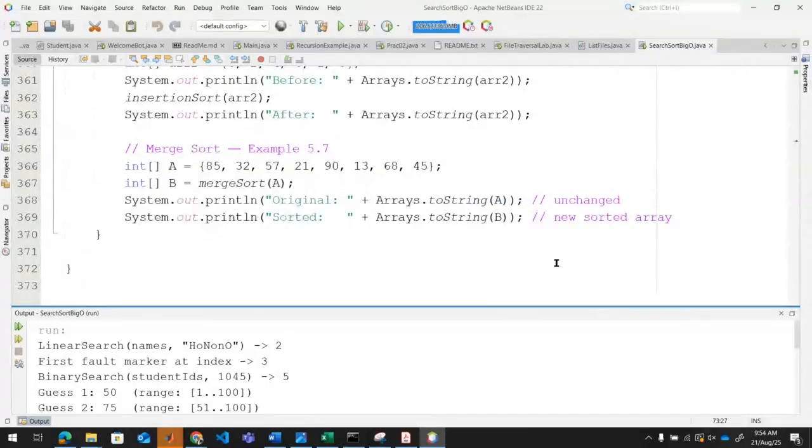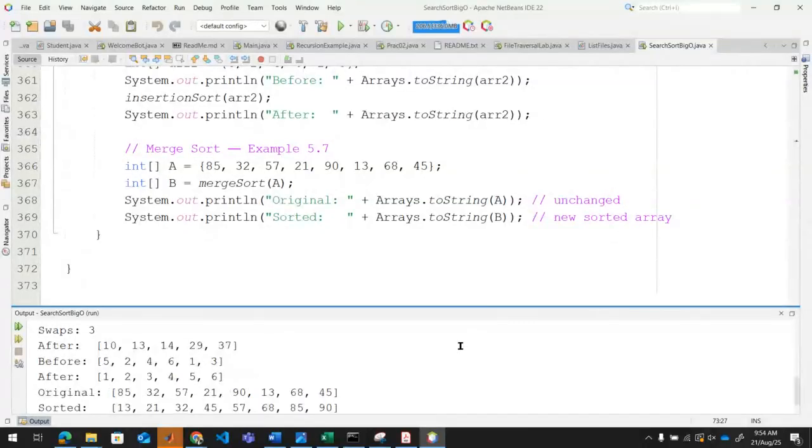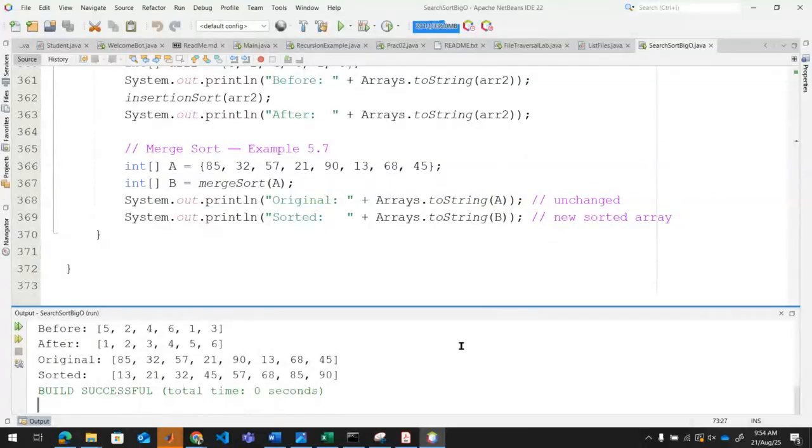Because of time, you try it on your own. Let me just show you what the output is. If the original value is this, it will perform based on how the merge sort operation has been written and sort that out and give you the sorted array here. You now have 13, 21, 32, 45, 57, 68, 85, and 90.